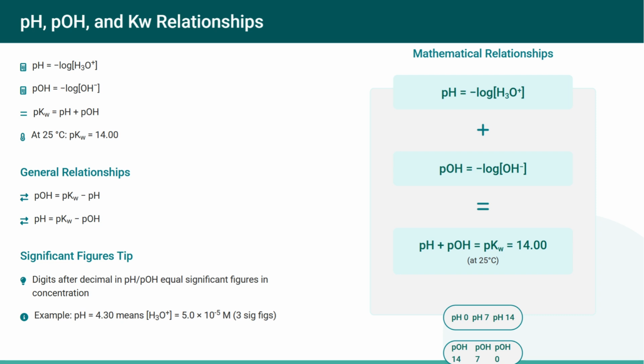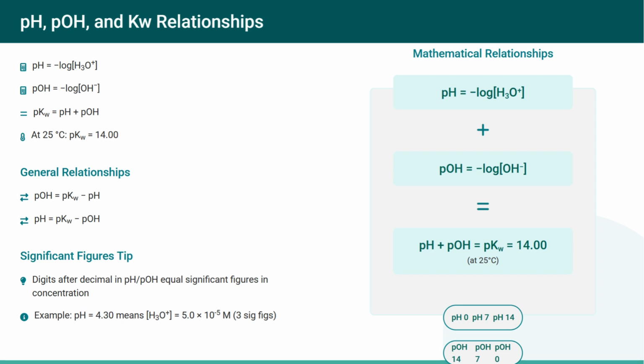Here's a crucial tip for significant figures. The number of digits after the decimal in a pH or pOH value equals the number of significant figures in the original concentration. For example, a pH of 4.30 means the hydronium ion concentration is 5.0 times 10 to the negative 5 molar, which has 2 significant figures.